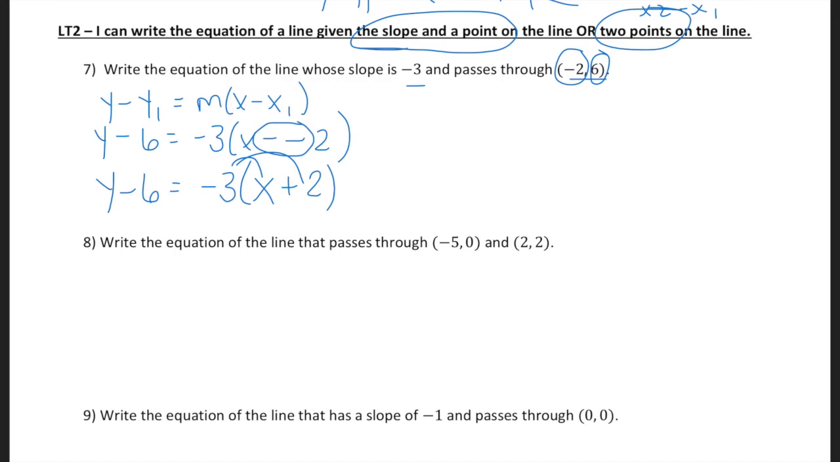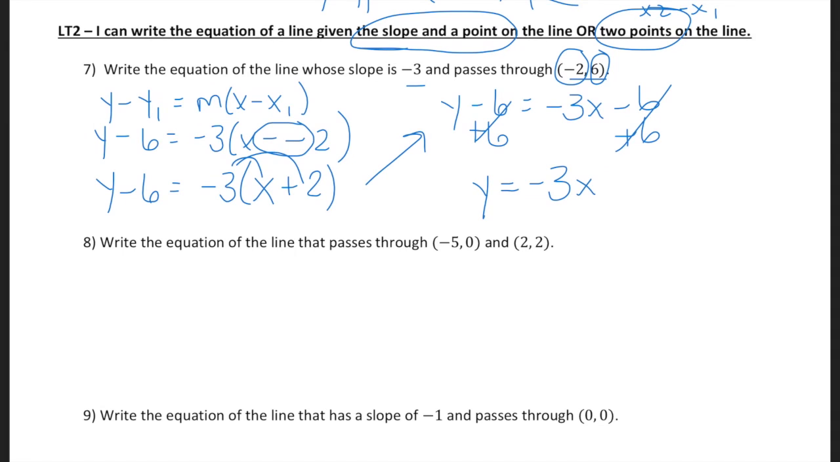Okay, distributive property here. Let me go over here to make some space. Y minus 6 equals -3x minus 6. Add 6 on both sides. And I have y equals -3x because here's a 0 pair. This is the equation of the line.